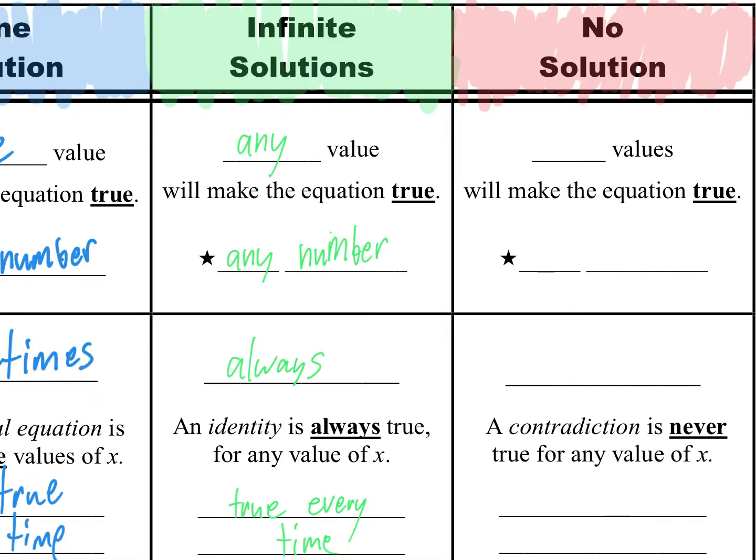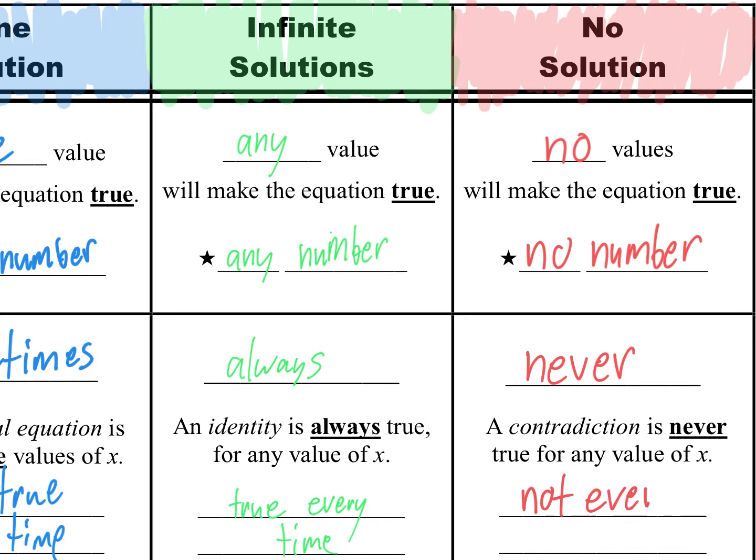Finally, let's look at the situation in which there is no solution. That means that no value will make the equation true. There is no number that you can substitute for x to make this equation true. In this case, the equation is never true. A contradiction is never true for any value of x. It is not ever true.